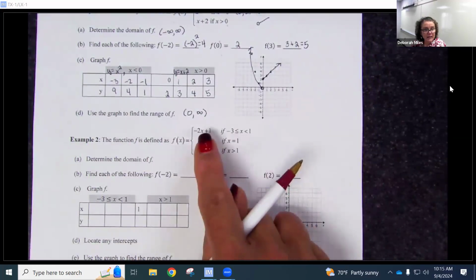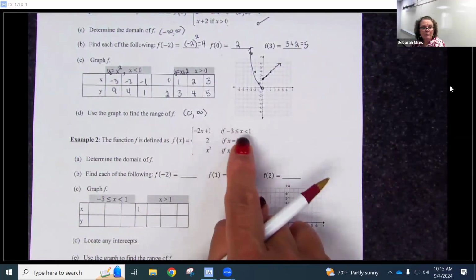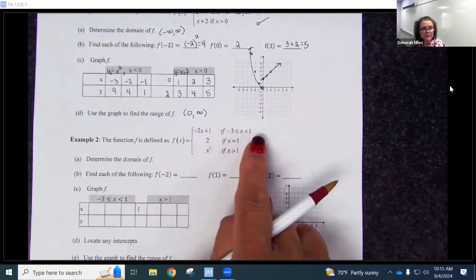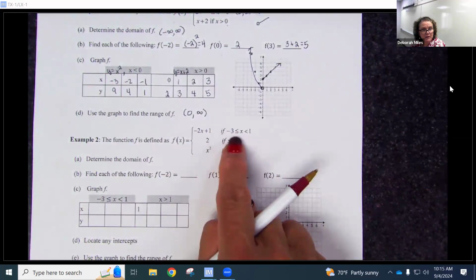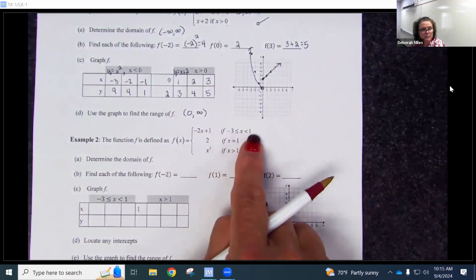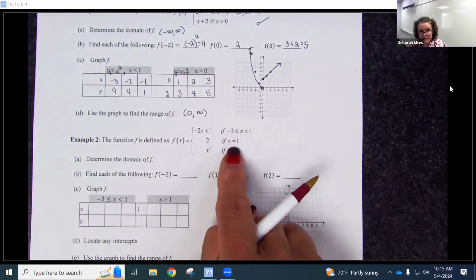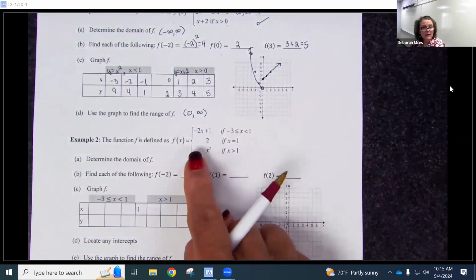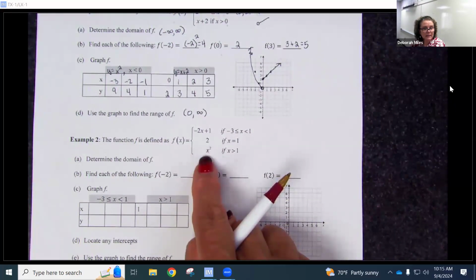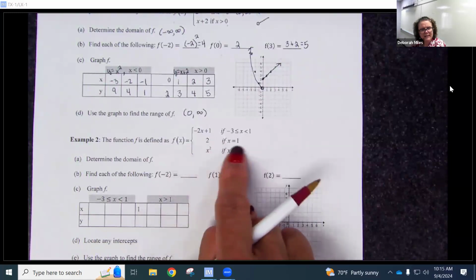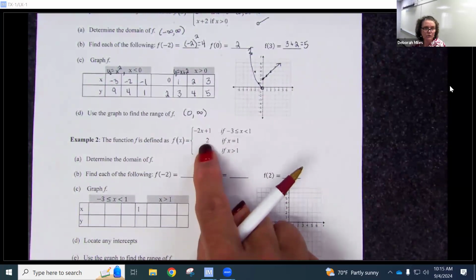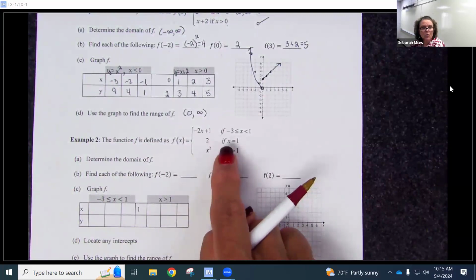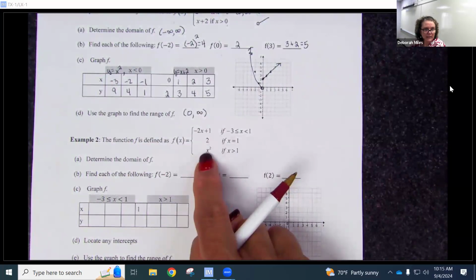It's defined to be -2x plus 1 if I put in any x's between -3 and 1, including the -3, but not including the 1. If I put in a 1, it gives me y equals 2. And if I put in anything bigger than 1, it gives me x squared. I'm not sure if I said this middle part correctly. What I meant to say was when x equals 1, y equals 2. And then the last part, when x is bigger than 1, y equals x squared.